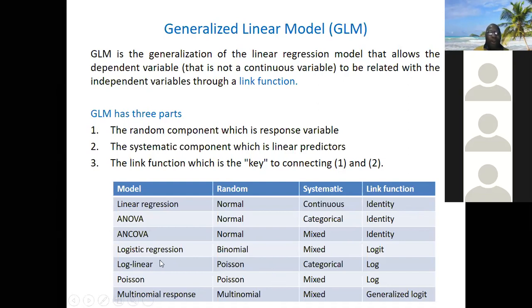Logistic regression, the random variable is binomial, that's for binary logistic, and the link function is logit, which is the logarithm of odds. While for log linear and Poisson, it is the same thing. What we did yesterday is the log linear. What we are doing today is Poisson.